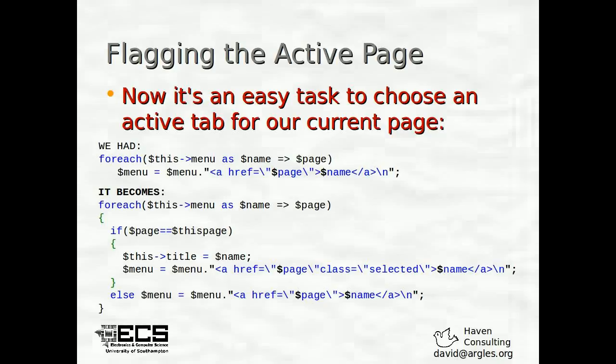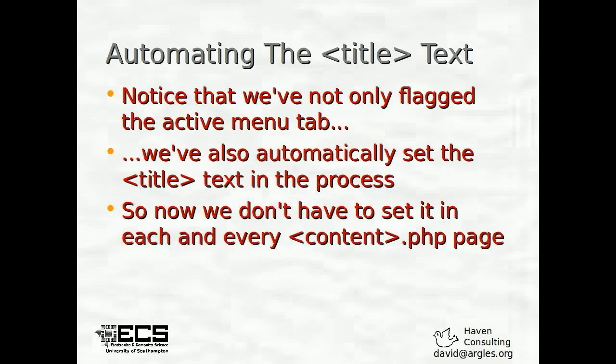That's if we are currently processing the page that we're on. If the menu entry is not a page that we're currently on, then we just do as we did before: $menu equals $menu as it was, with the line added, href equals $page is the href, and then $name is the label that goes into the menu. That should do all of that nicely.